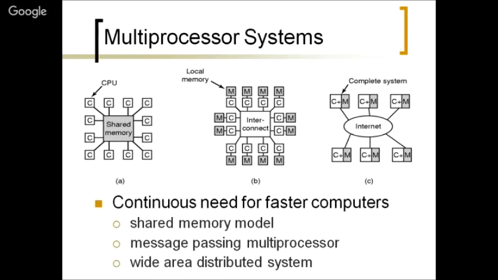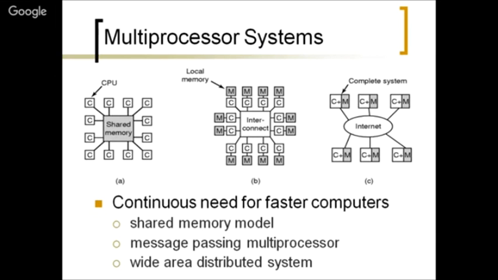We have a complete system. Every individual entity, if you see the part C, every individual entity can serve as a complete system. Okay, so all those systems are connected through some networking or some internet, right? That's why it's wide area distributed systems.